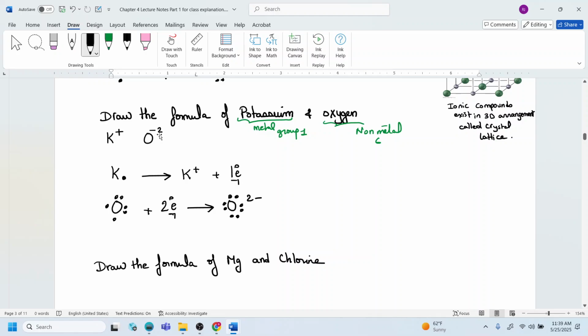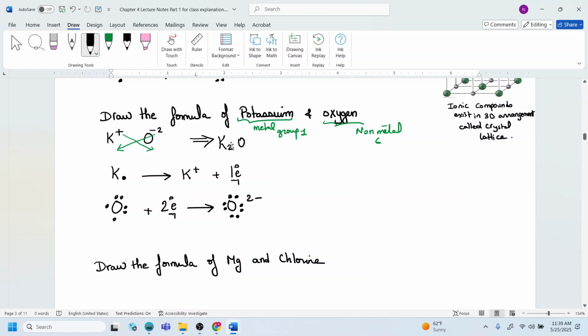So what you do is put the charges in there and then you crisscross. You just cross those charges, and when you do, you get the formula. The formula is going to be K2O.